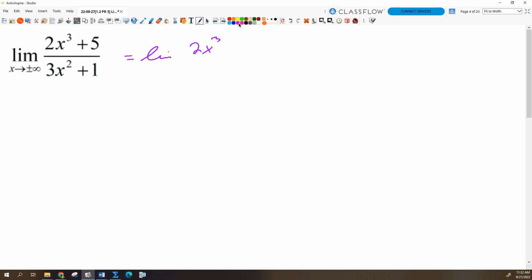2x cubed over 3x squared, right? Which is equal to the limit of 2x over 3 as x approaches plus or minus infinity. Everybody agree? If I cancel x squareds? Okay, well, that doesn't look like a horizontal asymptote, does it? I don't get a constant there, right?